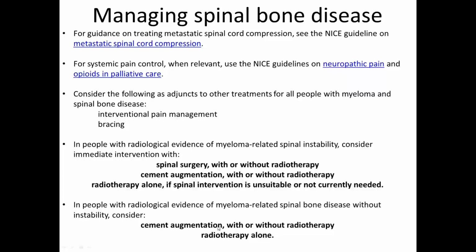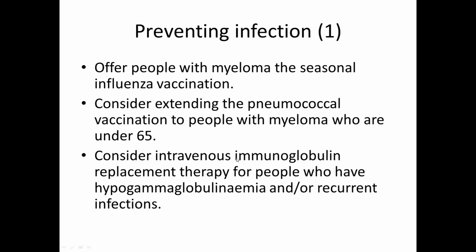It's well recognised that acyclovir is important in patients on bortezomib to prevent shingles, and there's increasing evidence that it may be of value in people on high doses of steroids and immunomodulatory drugs. It's important that we should consider testing for hepatitis and HIV. There's evidence now that patients can get reactivation of hepatitis, particularly on the immunomodulatory drugs.